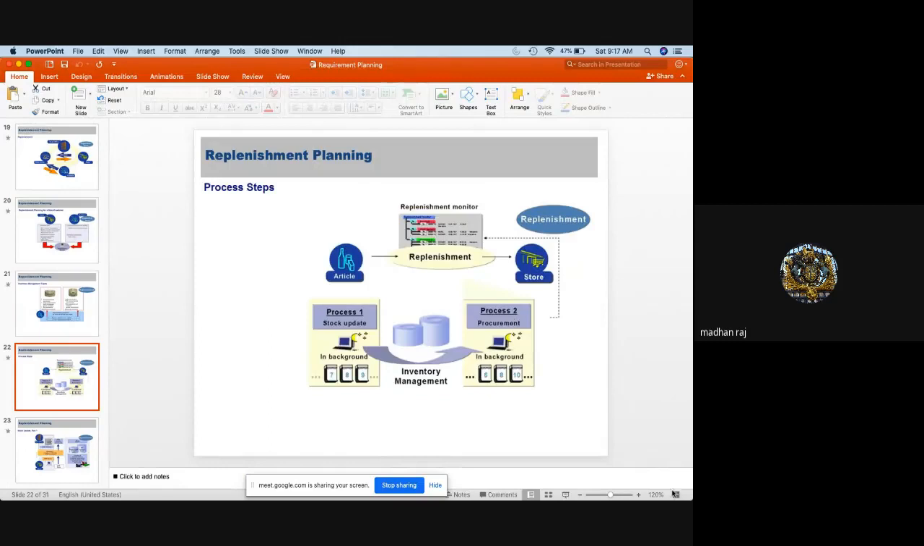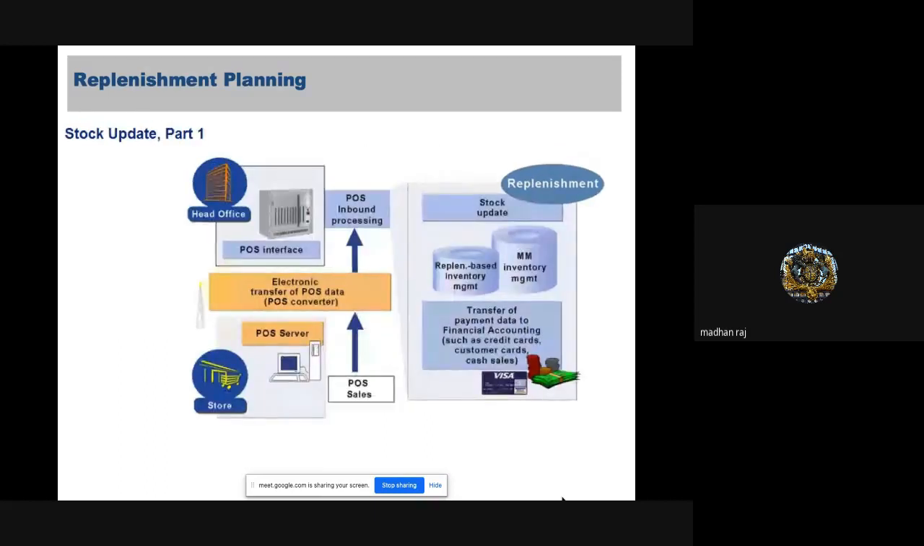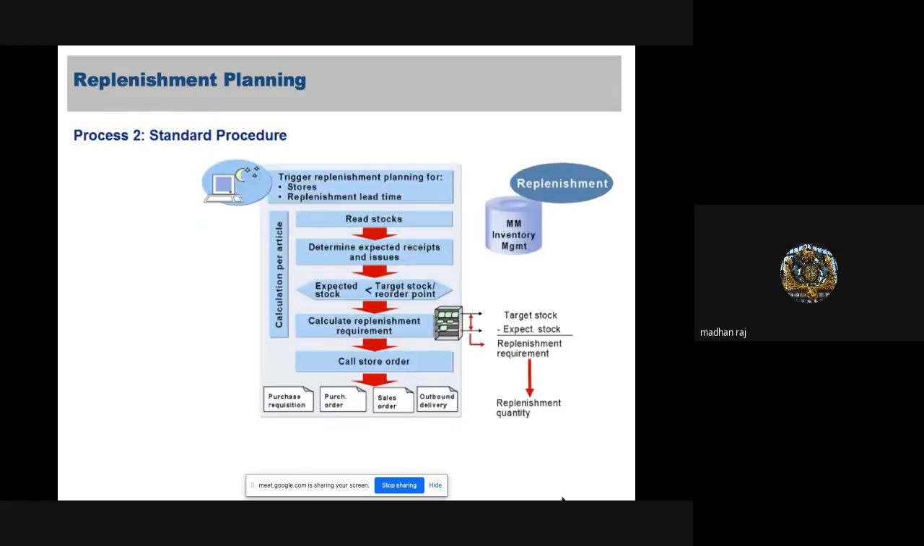The process tip is what? When you sell at the point of sale, it gets automatically updated by a POS interface to your SAP ECC system via inbound processing. So that will update the consumption values. We will see this based on the POS inbound profile, and anyway we will see it in the point of sale class.